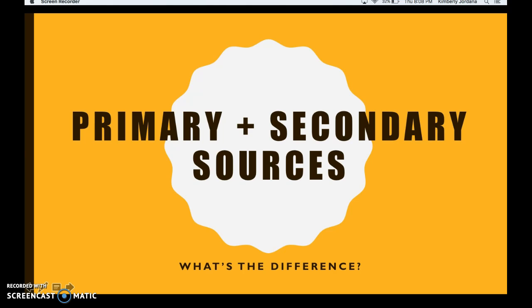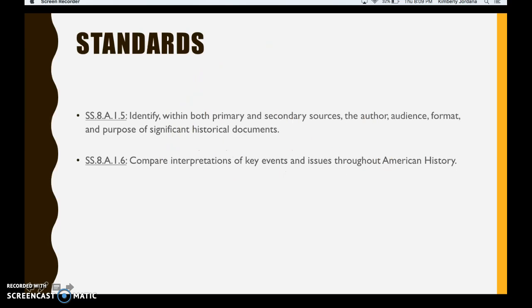So let's get started. Before we get into the content for today, we're going to take a look at our state standards. The first one says here, identify within both primary and secondary sources the author, audience, format, and purpose of significant historical documents. And our second standard here states, compare interpretations of key events and issues throughout American history.